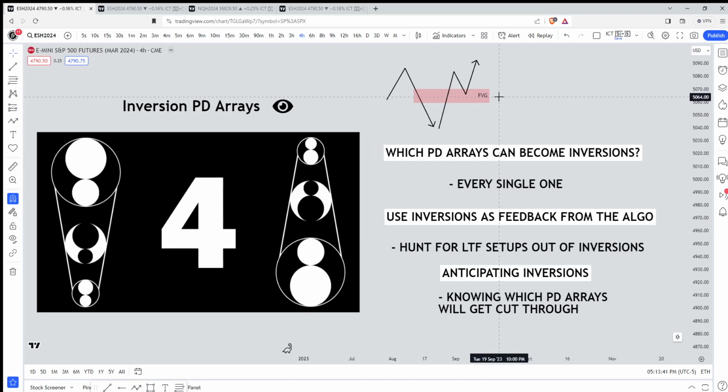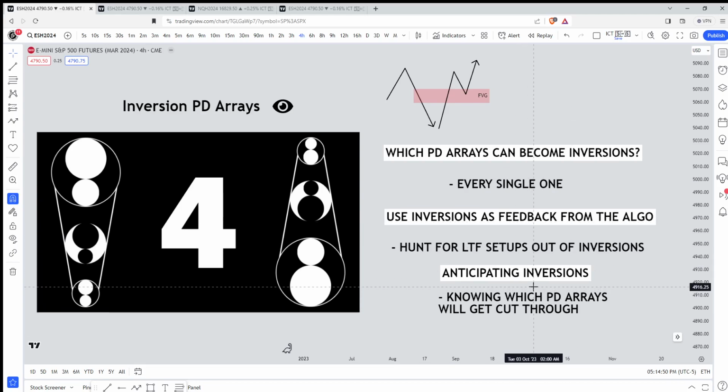So there's multiple ways that we could utilize these. The next thing I have written down is using inversions as feedback from the algo. So we can utilize inversions to measure order flow. We want to see which PD arrays are being disrespected. And once we get that and we can gauge a draw on liquidity, which we talked about in episode 3, we can hunt for lower time frame setups out of these inversion PD arrays. And you will see change in the state of deliveries occur within PD arrays from the sell side of the curve if price is on the buy side of the curve. We're going to be diving into picture examples and real chart examples, so stay tuned.